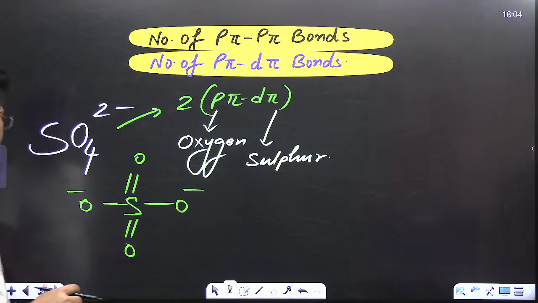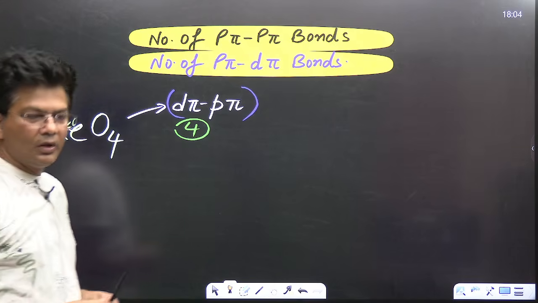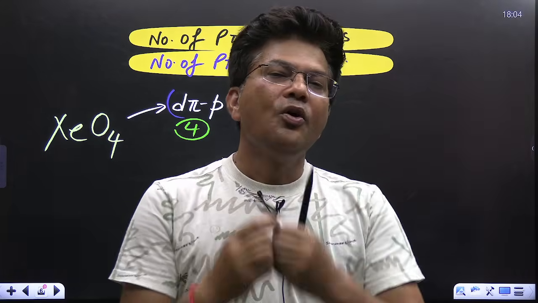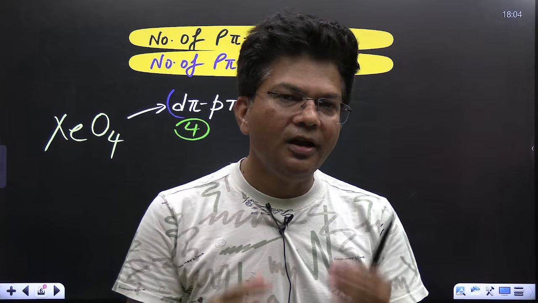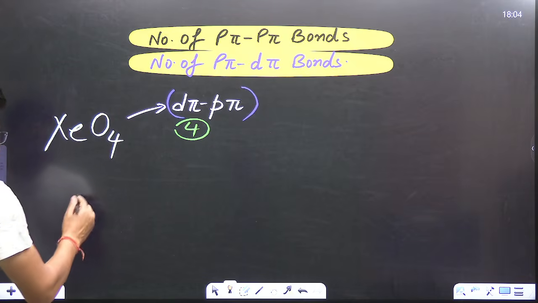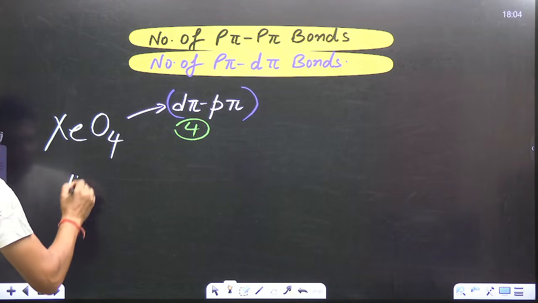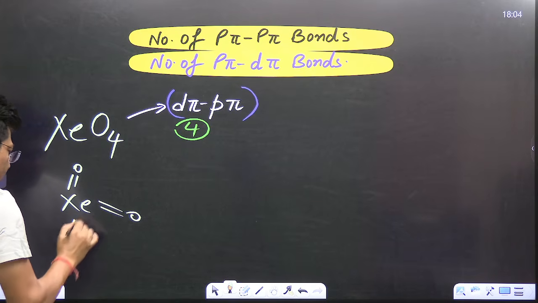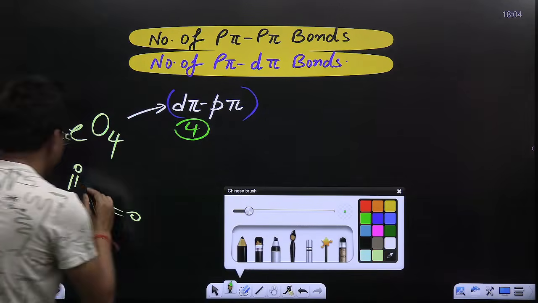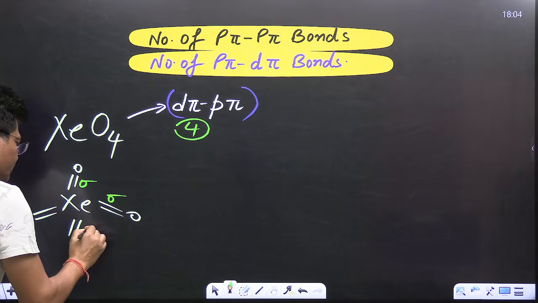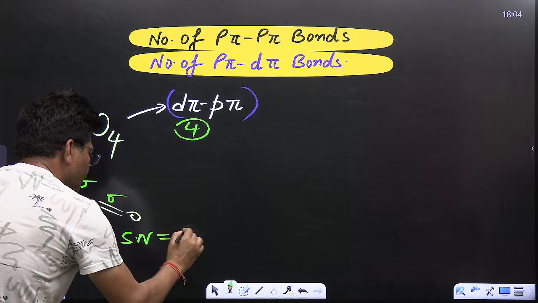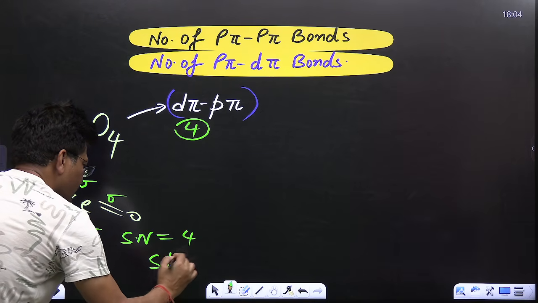Now let me tell you one more: XeO4. Xenon belongs to the zero group, noble gases, but xenon forms bonds with oxygen or fluorine at high temperature and pressure. That's none of your business. Let me write xenon double bond O, double bond O, double bond O, double bond O. Xenon has 8 electrons in the outermost shell, but out of these, 1 sigma, 1 more sigma, 1 more sigma, 1 more sigma. So the steric number comes out 4, so the hybridization is sp3.